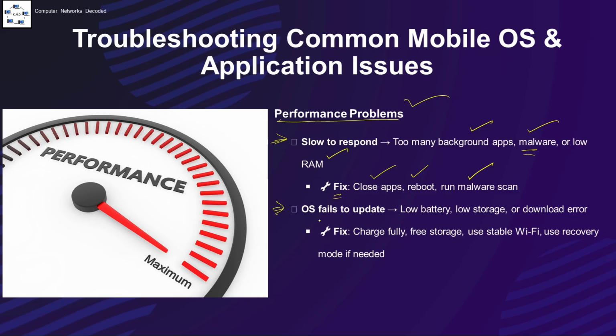The next issue is that the operating system of your mobile device fails to update. Again, this may be due to low battery, low storage on the device, or a download error of the operating system itself. Fixes include charging your mobile device fully, freeing up storage for the OS update, using a stable data network such as Wi-Fi, and using recovery mode if required.